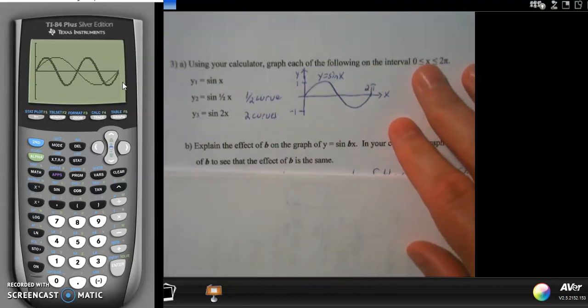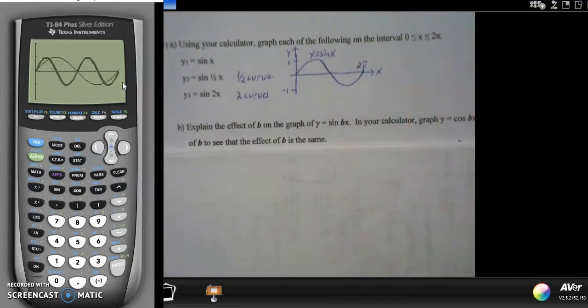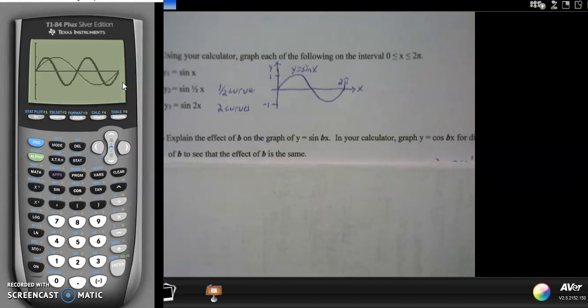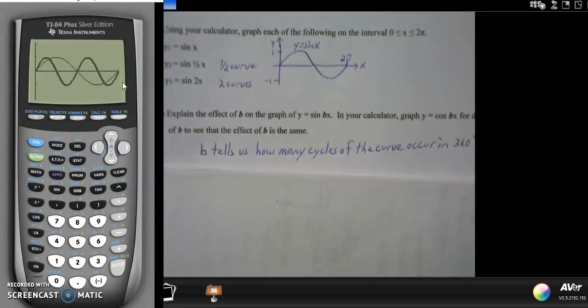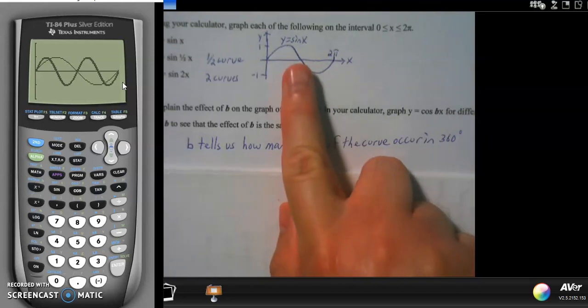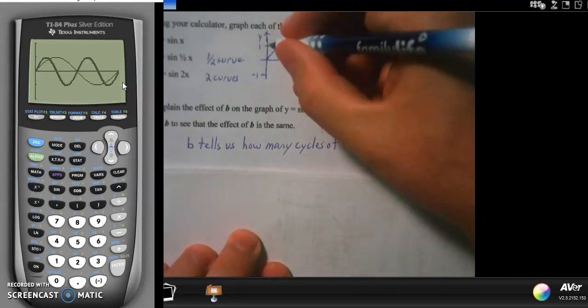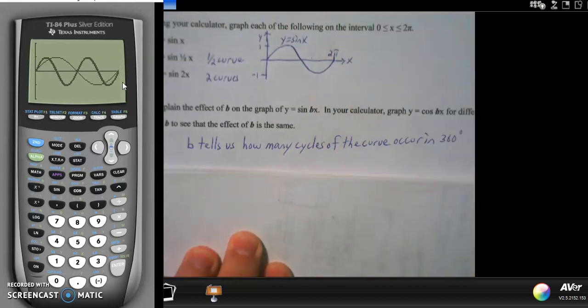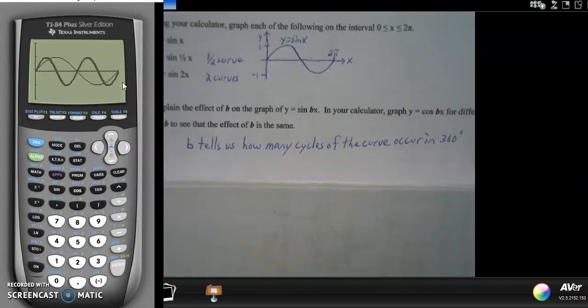So think about the effect of b on the graph of y equals sine of bx. We could also graph the cosine of bx, and we'll see the same thing happen. What b does is tell us how many cycles of the curve occur in 360 degrees. Remember, for the sine curve, this is one full cycle. The cosine curve starts up at 1, comes down, and then back up to 1. So that's one full cycle of cosine. The b value tells us the frequency, or how many cycles of the curve occur in 360 degrees.